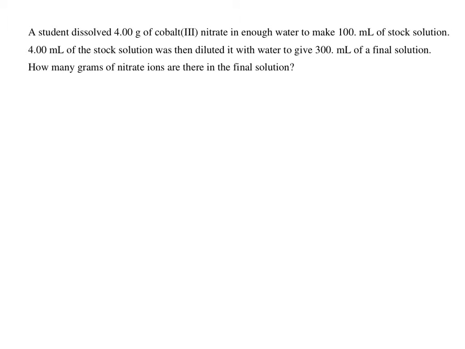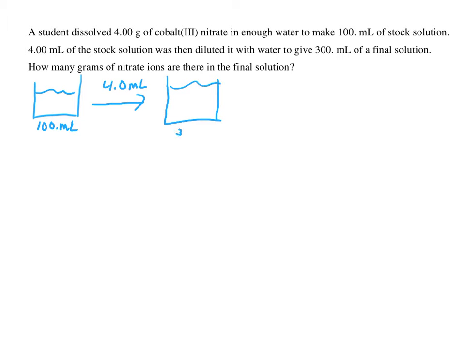In this question, it's important to read very carefully and make sure we understand what the question is asking us to calculate. We're going to start out with a solution of cobalt-3 nitrate. And then we take 4 milliliters of that solution and dilute it to 300 milliliters.